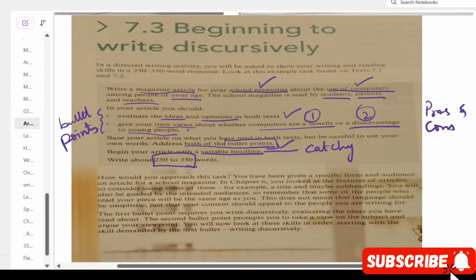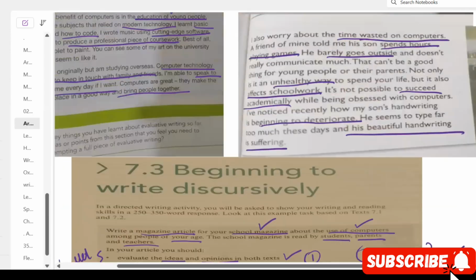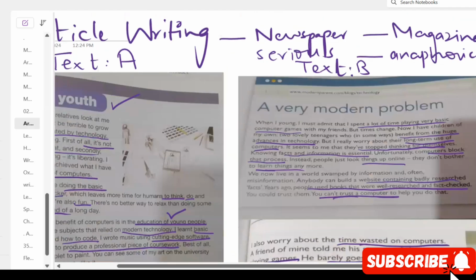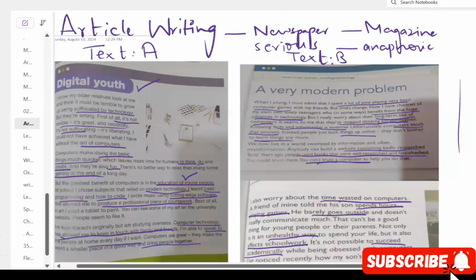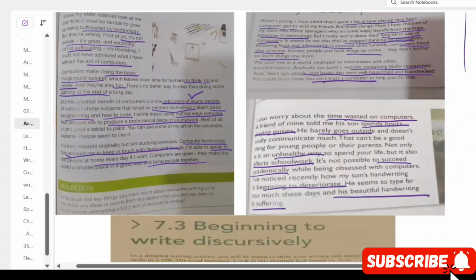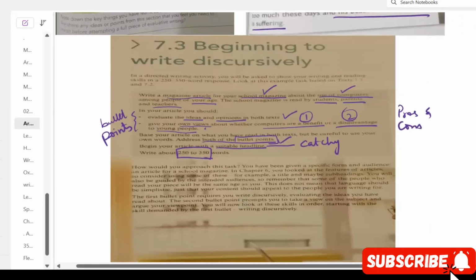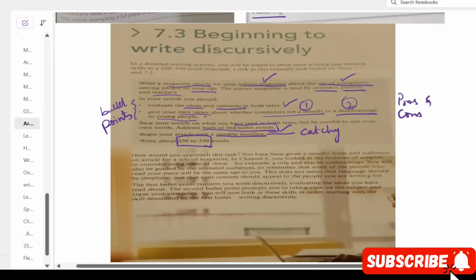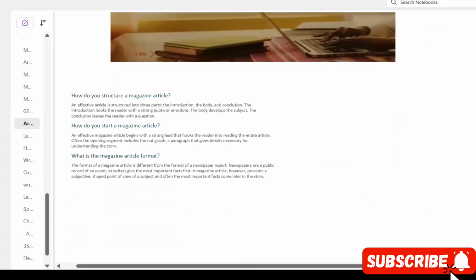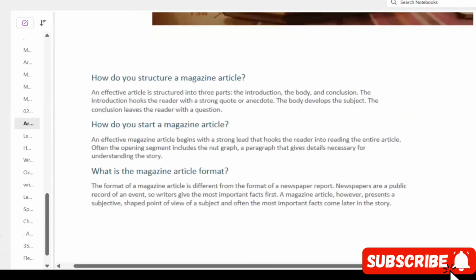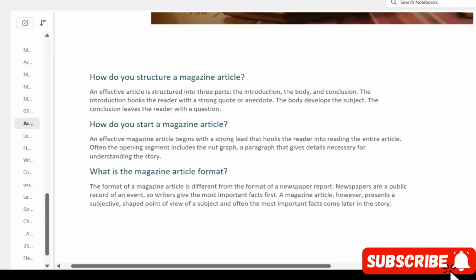Now we got the whole information, we got to know the texts, we have read it, we have two texts, we have read them, and we have read the question too. We've got to know the keywords of this, and now we will be moving towards how to write it. And these are some of the questions my students have asked me. Let me first clear your queries. How do you structure a magazine article?